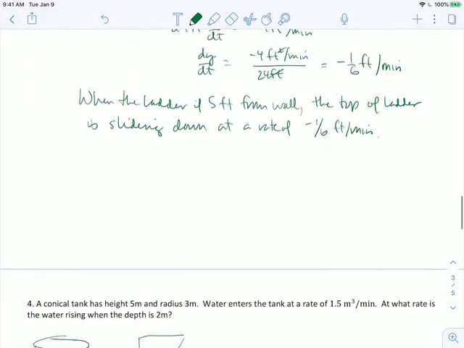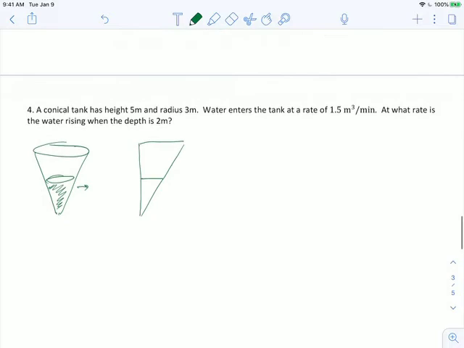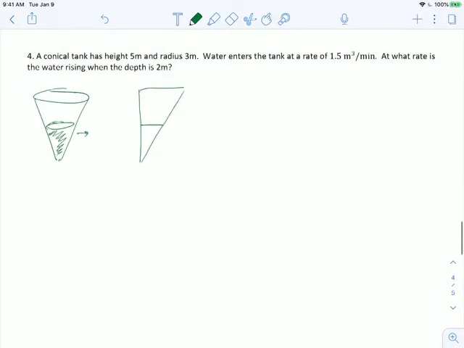Let's look at another example, number 4. This time we're told we have a conical tank, and the tank is 5 meters high and has a radius of 3 meters. We're told that water is pouring into the tank at a rate of 1.5 cubic meters per minute, and we're trying to figure out at what rate is the water rising when the depth is 2 meters.